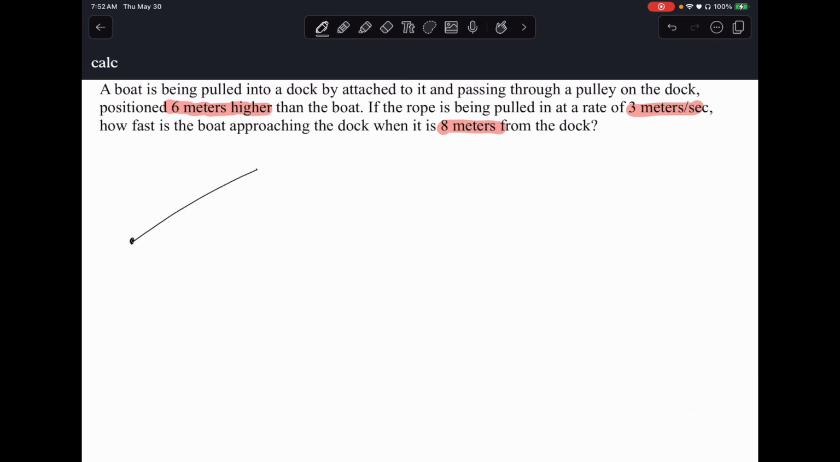The boat being here, there's 8 meters over here from the dock, and 6 meters up. The dock is up here because it says the dock is 6 meters higher. This is the boat.